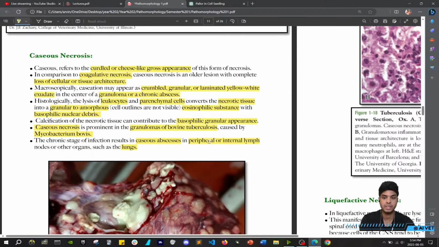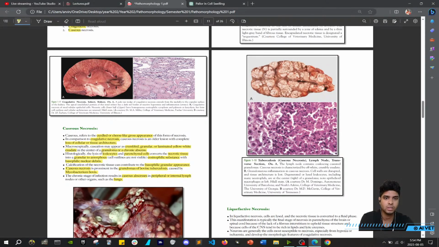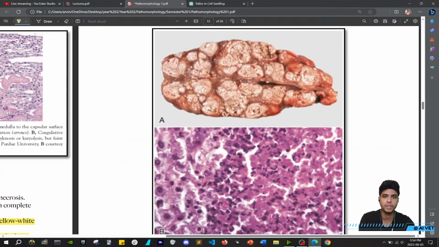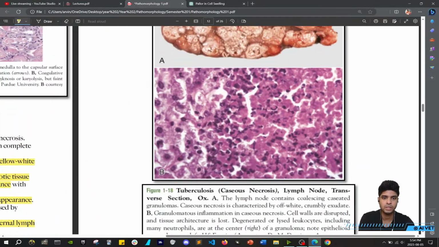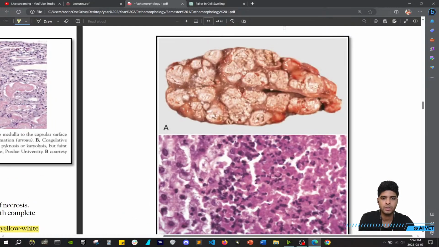Okay, the best examples where we can see it are the peripheral and internal lymph nodes and also lungs, because of tuberculosis, right? So from that we can guess. So this is the structure of a lymph node, how the structure is completely gone, and you can see the cell walls are all disintegrated and it's like a mass of nuclear and cytoplasmic debris. Yeah, off-white, crumbly white exudate here, right?